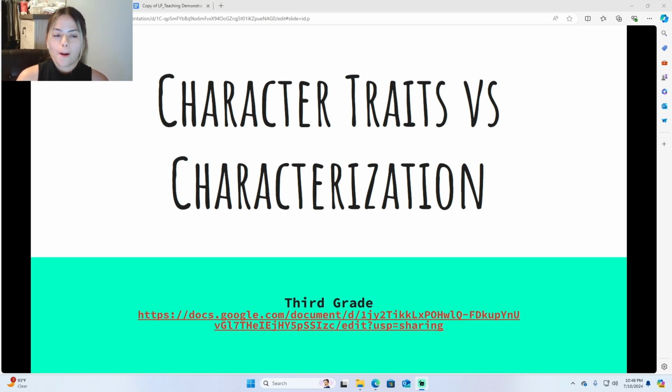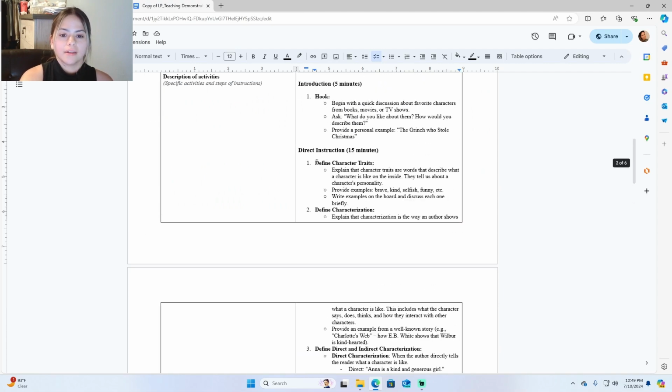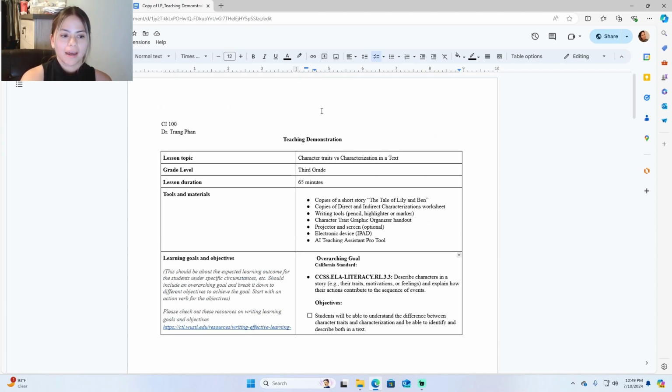So for my topic, I chose character traits versus characterization. I'm going to go ahead and jump into my lesson plan. For my lesson plan, as I just mentioned, my topic is character traits versus characterization in a text. The grade level I will be targeting is 3rd grade. My lesson duration is about 65 minutes.